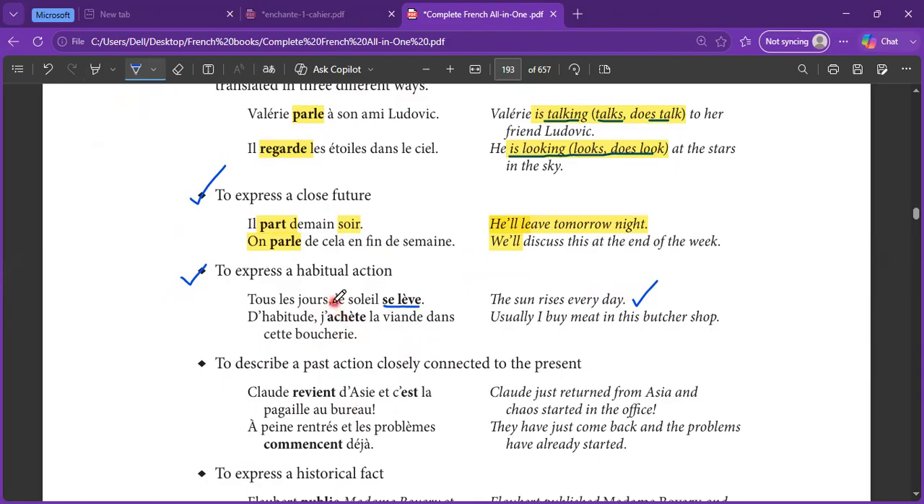Le soleil se lève. This is pronominal, but you can see the ending that with soleil, if we take it as il, the ending is just simply the e. We'll discuss the pronominals in another lecture.